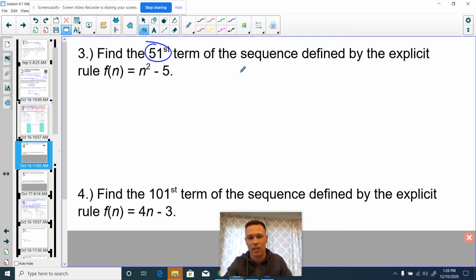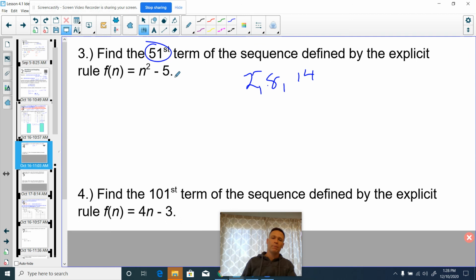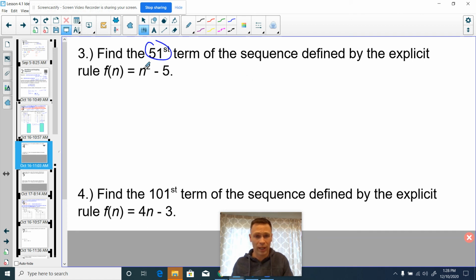A lot of times when we do a sequence, let's say I have 2 and then 8 and then 14, and I want to find the 80th term. Well, I might have to do this 79 times to find the 80th because I recognize I'm adding 6 each time. But the explicit rule function allows me to substitute 51 in for n and then figure out what the 51st term is.